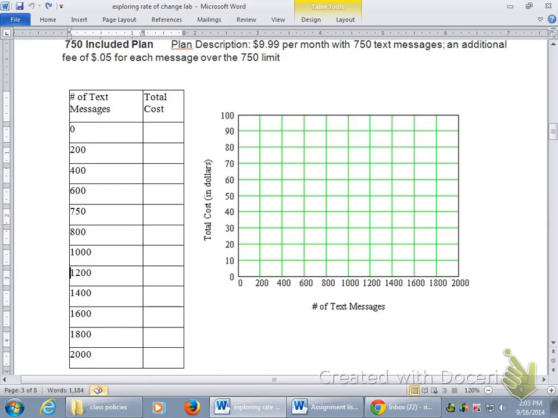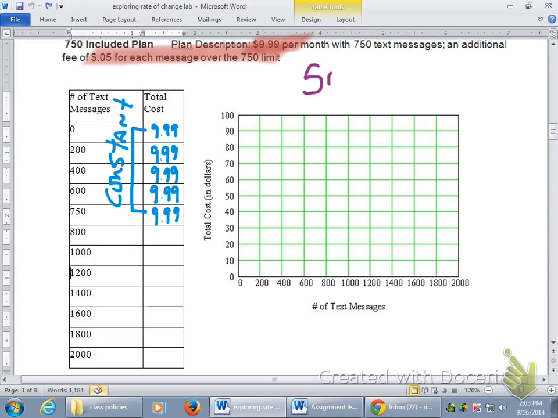Here's our third plan. The third plan is a $9.99 per month plan for 750 messages, but then an additional 5 cents for everything over 750. So again, we start off the same way. Once again, we recognize that we have a constant rate for a while.